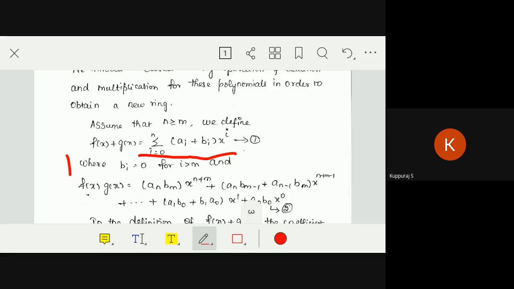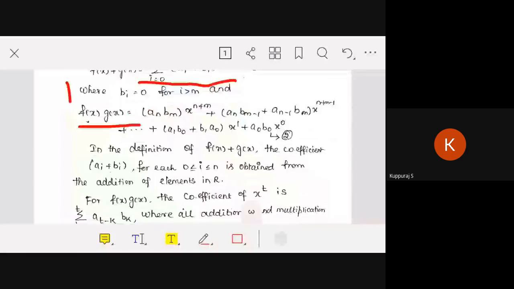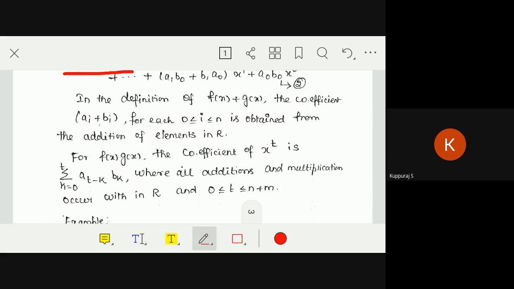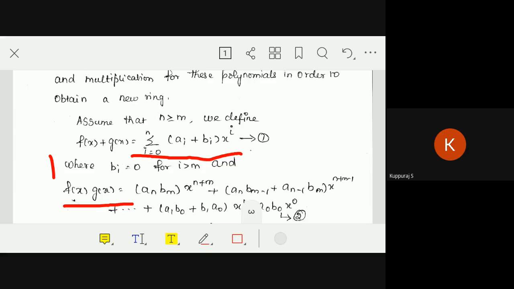Next, multiplication of two polynomials, f of x into g of x. You can multiply directly, or otherwise use this formula. For f of x and g of x, the coefficient of x power t is summation k equal to 0 to t of a_(t minus k) into b_k. In this, t lies between 0 to n plus m, that is the degree of f of x plus the degree of g of x.